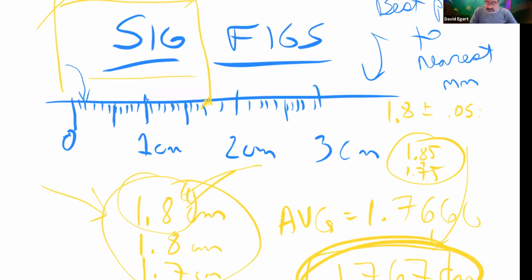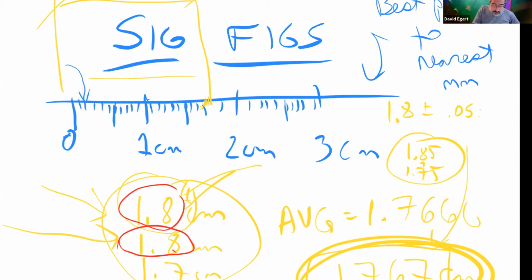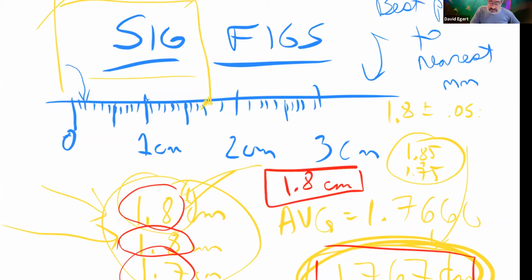So when you get to this, you're only allowed to use the number of significant figures in your least accurate piece of data. So we look over here, and we are only entitled to 2 significant figures. So we've got to round this puppy off. 1.766, my average is going to be 1.8 centimeters. That is the value I'll use for the length of my doohickey.